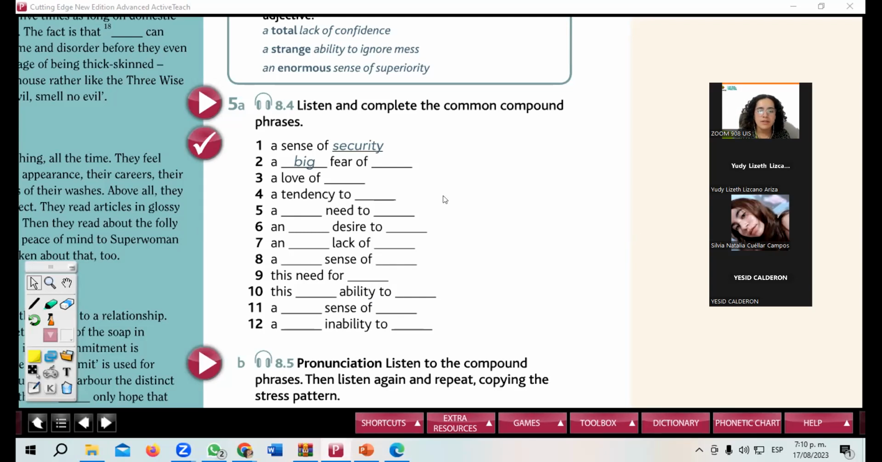And the last one, let's see. Is Andres here? Maybe not. Okay, so Carlos, number 12. Can you do it again, teacher, please?